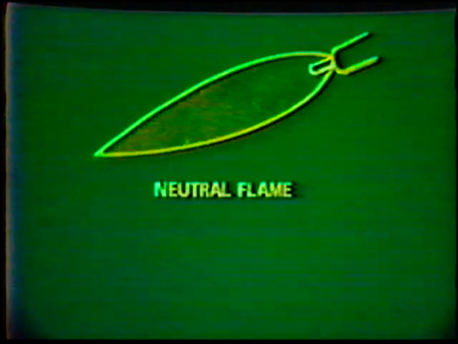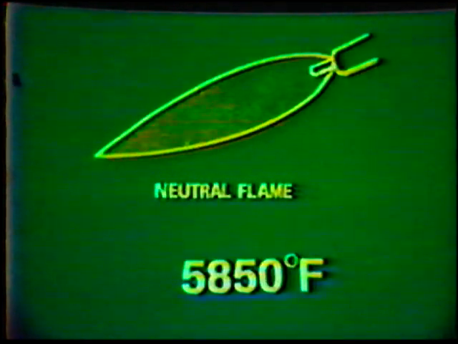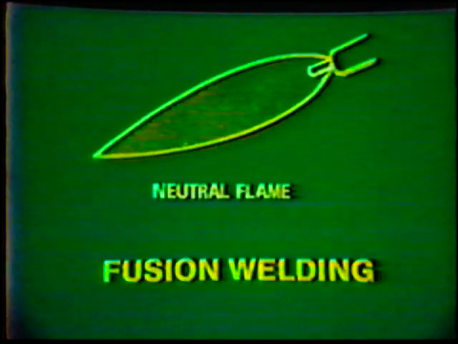The second type is the neutral flame, with a temperature of about 5,850 degrees Fahrenheit. It is neither oxidizing nor carburizing, since there is no excess oxygen or acetylene to produce a feather flame. This type is used for fusion welding of steel and cast iron.